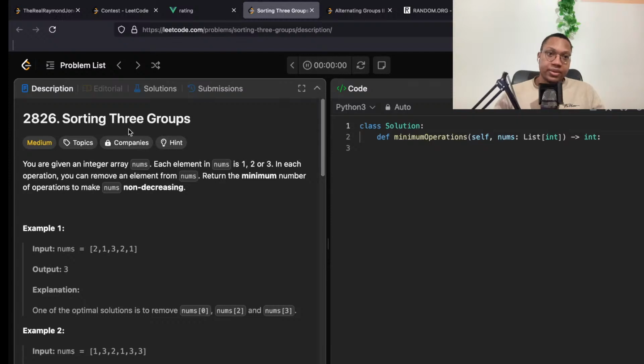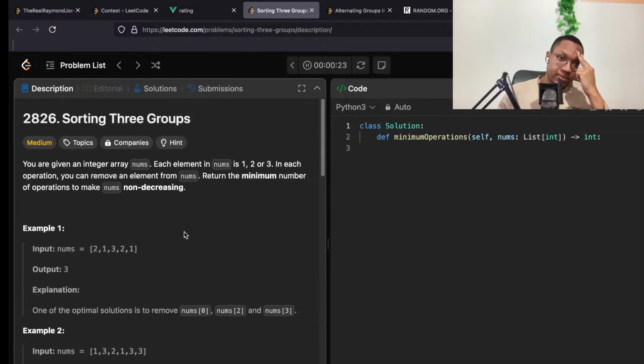Anyways. Okay, look at this next problem. Sorting 3 groups. You're given an integer array nums. Each element in nums is 1, 2, or 3. You can remove an element from nums. Return the minimum number of operations to make it non-decreasing. Non-decreasing means basically increasing, except they can be tied.